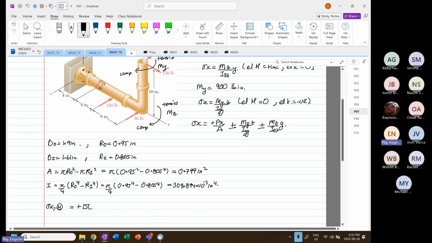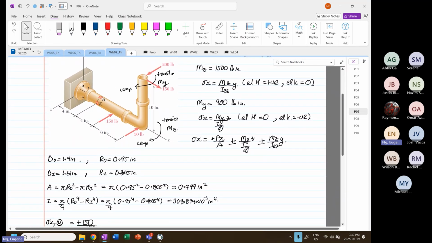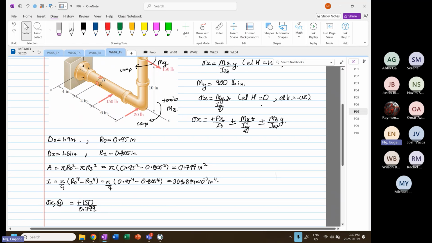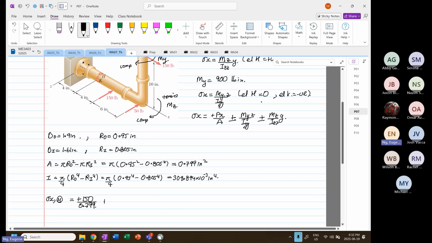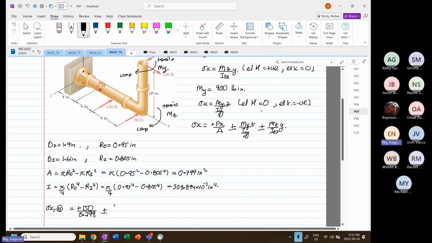Positive because it's in tensile. Divide by 0.799. Okay. Then for my, I know my element H will be equal to 0, right? So why is it 0? The moment for my is 900. I put plus minus because it does not matter, it will be 0. And then multiply by IYY or IZZ. So this is also equal to IYY.